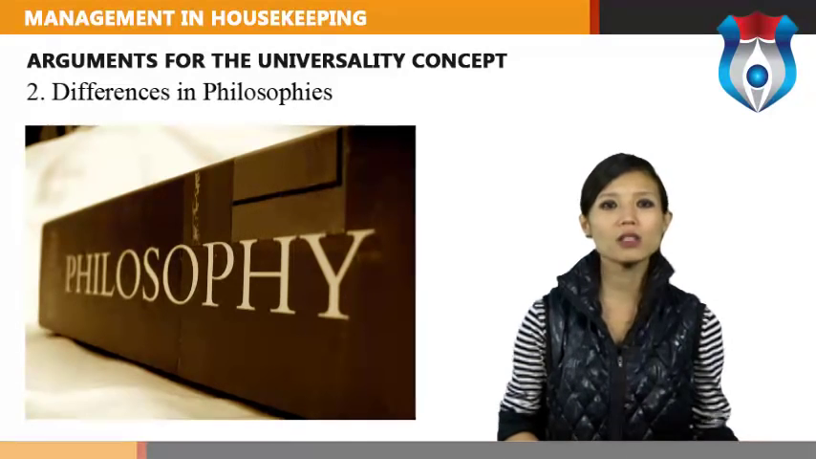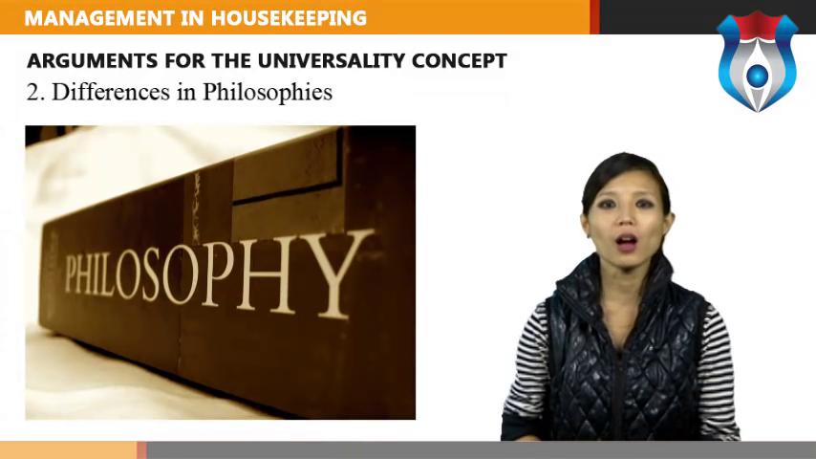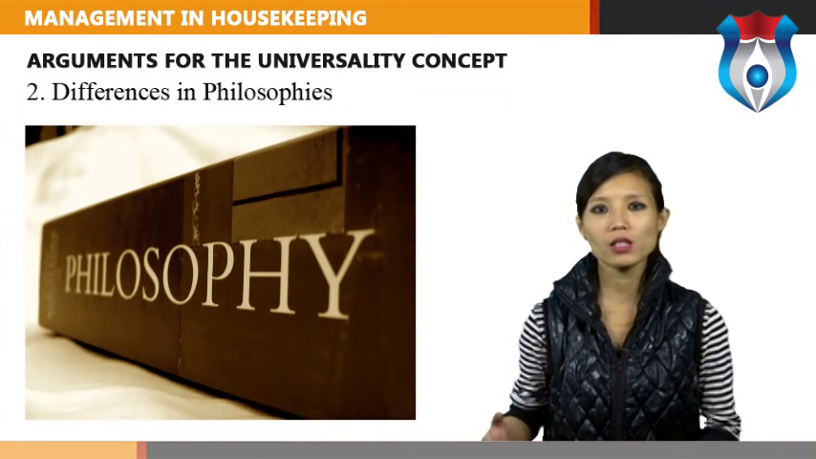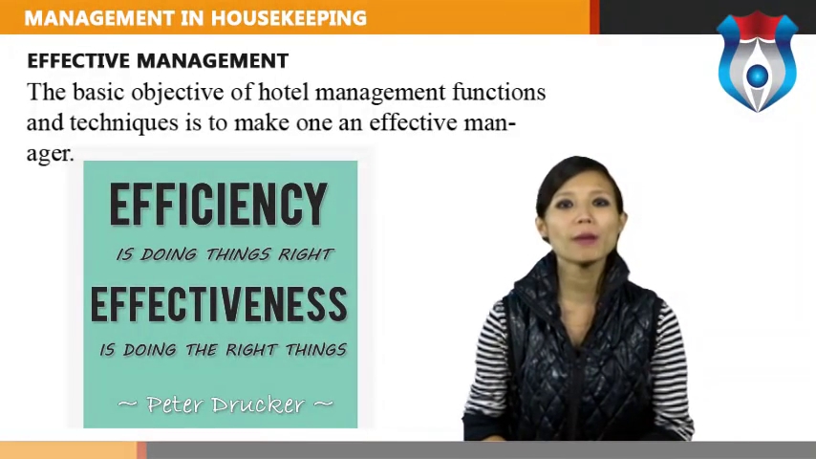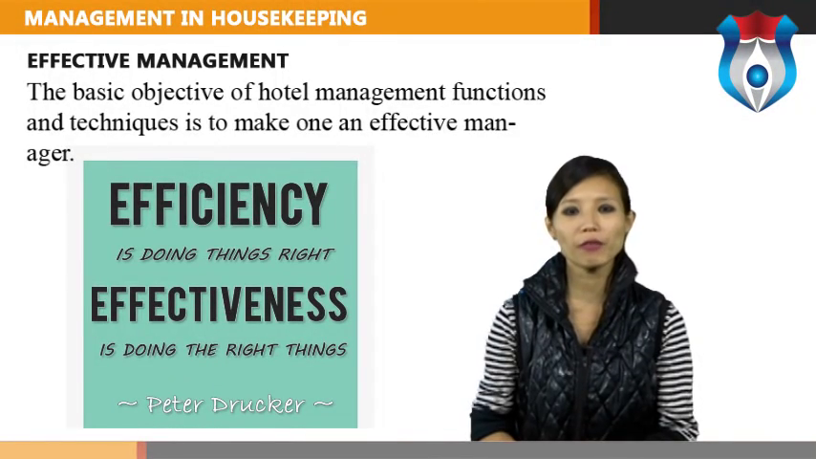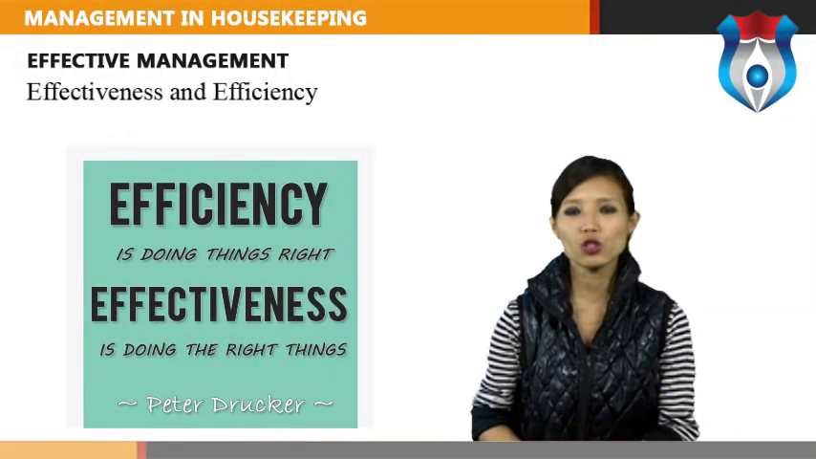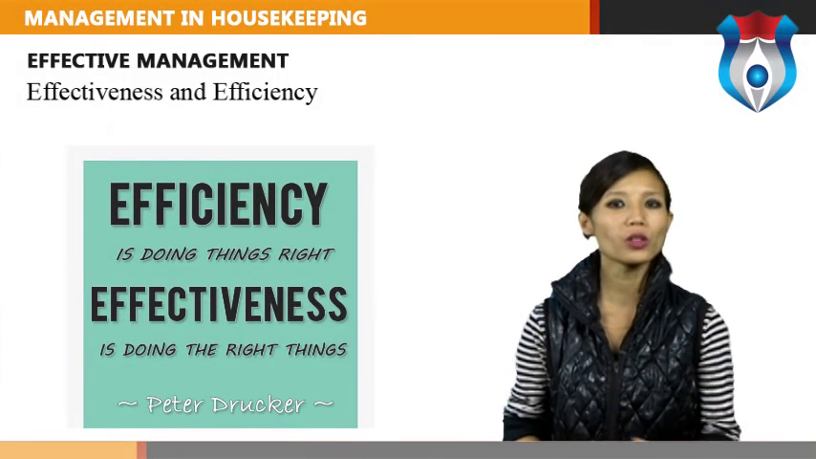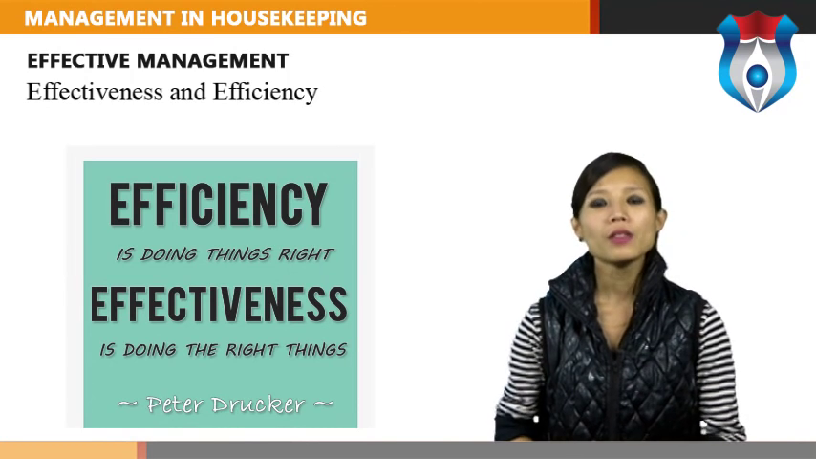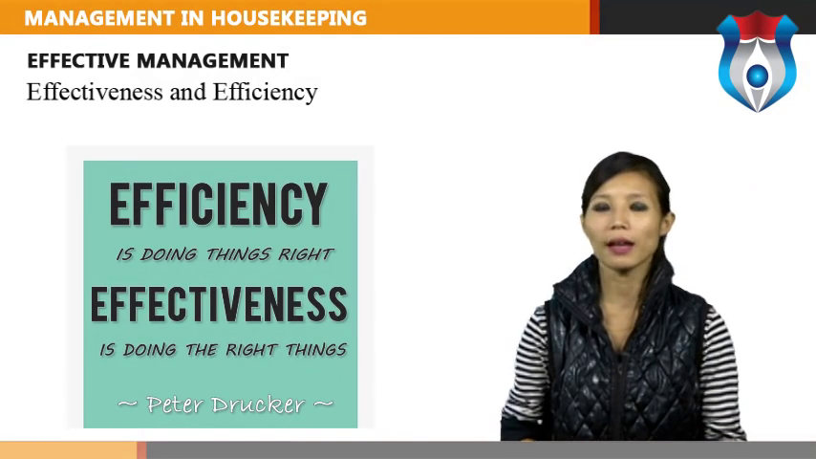If the management fundamentals have universal applicability, a manager should have the ability to predict the outcomes of managerial activity irrespective of its setting. Effective management. The basic objective of hotel management functions and techniques is to make one an effective manager. The organization requires effective managers because it bears the cost of employing them. Effectiveness and efficiency. Often confusion is created between the two terms, effectiveness and efficiency, though both have fairly clear meanings. The term efficiency is used in an engineering way and refers to the relationship between input and output.